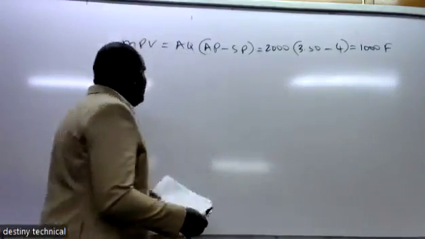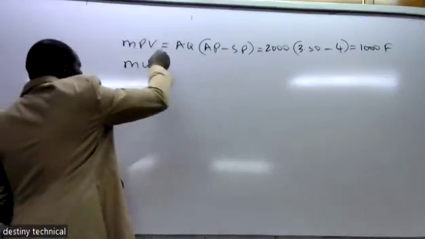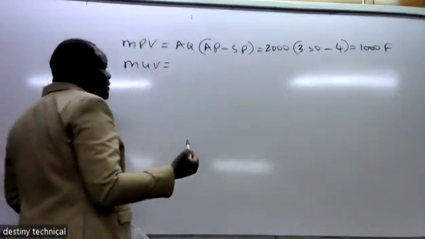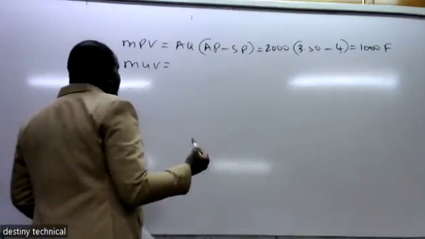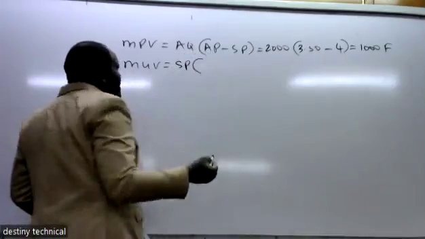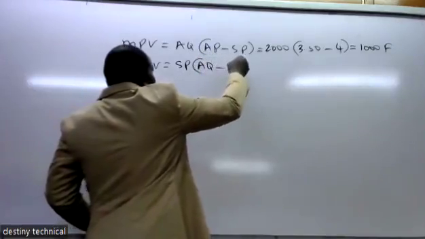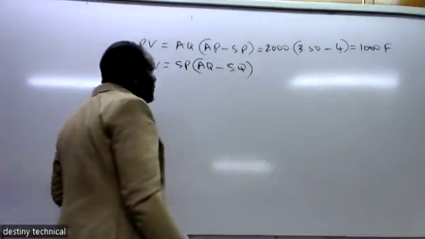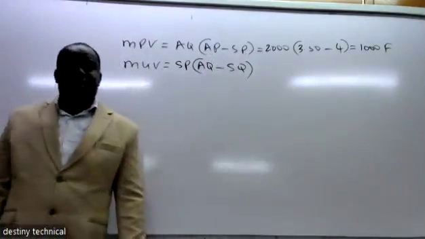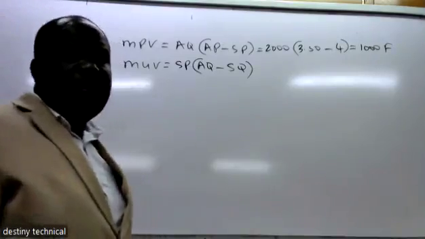After that, we now go to the material usage variance. To get the material usage variance, it is simply the standard price in the brackets of the actual quantity minus the standard quantity.